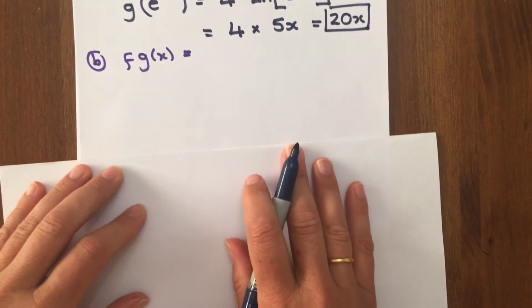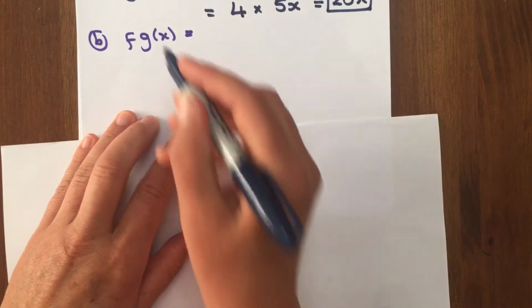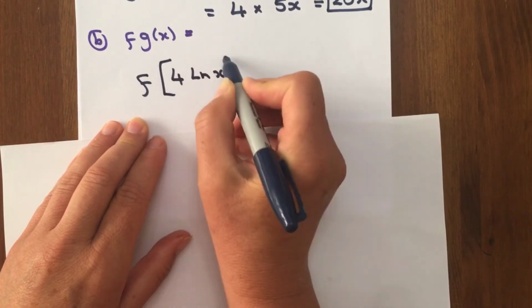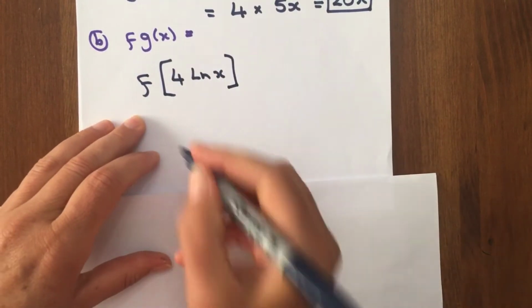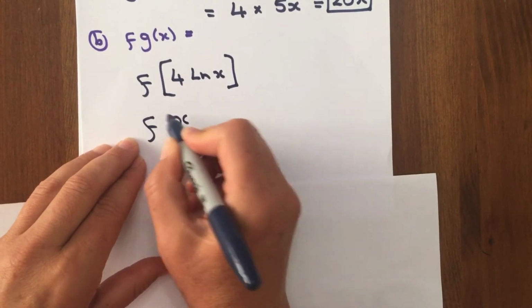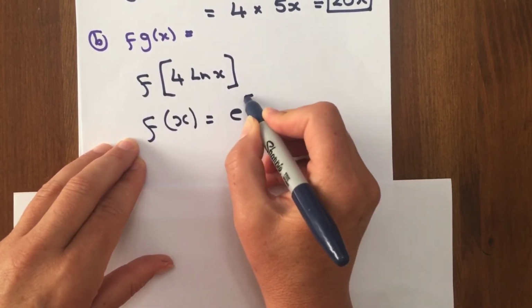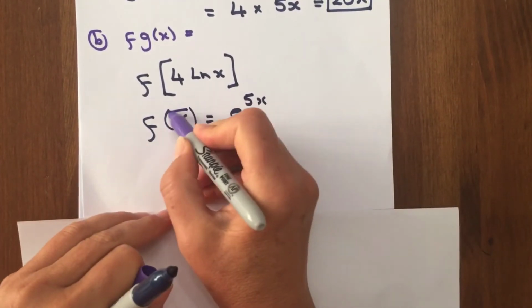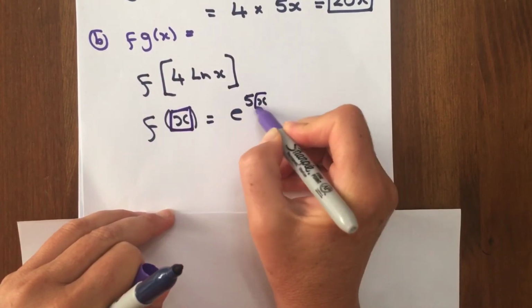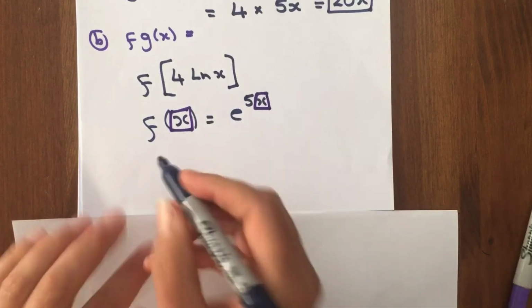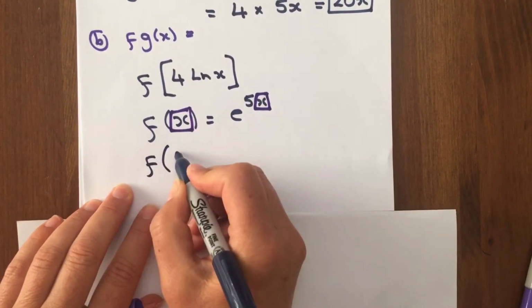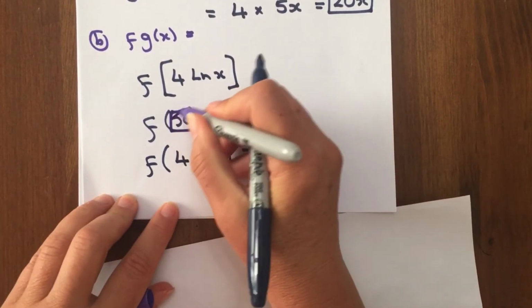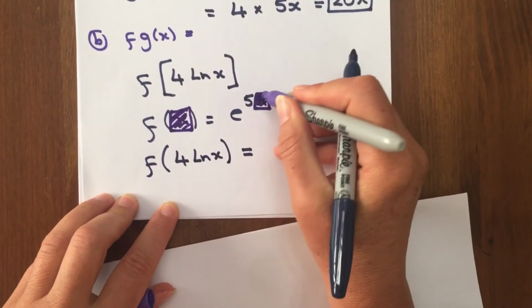F on g of x. Okay, f on g of x. So this is what g of x is. F on g of x. Right, what does my f function do? My f function is this. So I'm going to write that as a box. So my box is the x. Yeah, x is inside my box. In this case, what is in my box? I've got 4 ln x. Okay, so just think of this not as an x now, but as a box.